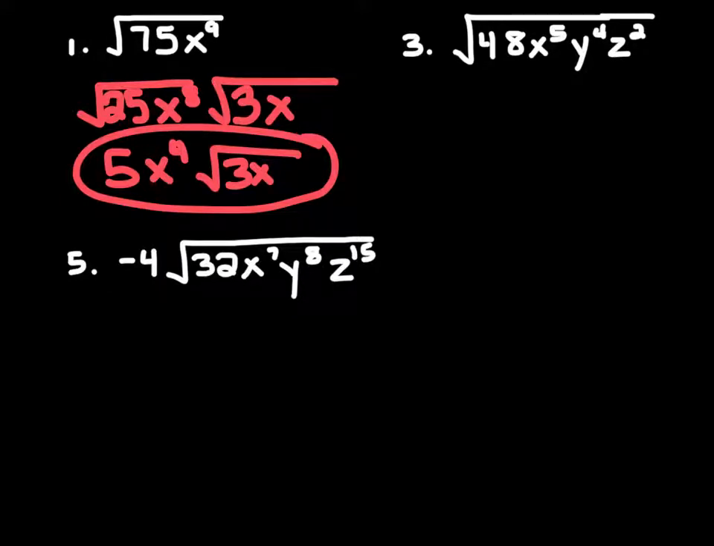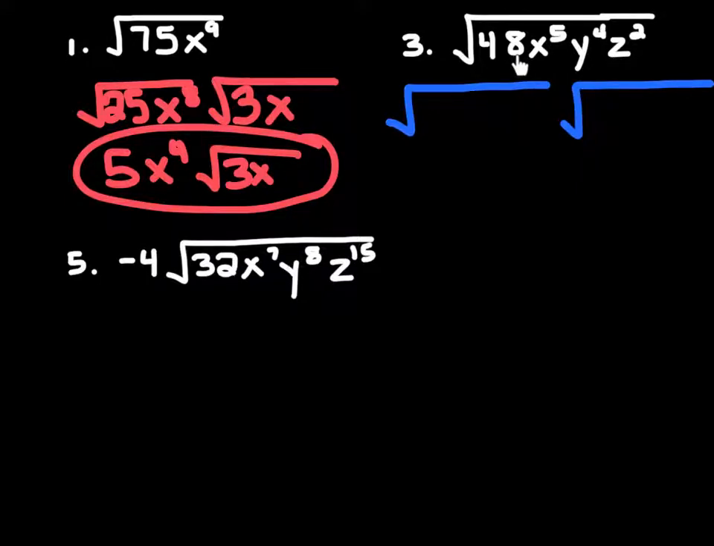Let's do it again. So now as we look at number 3, you can see there's some things under here that are perfect squares, but not everything is. So we're, again, going to break this up into 2 separate radicals, our perfect square radical and our leftovers, our non-perfect square radical.